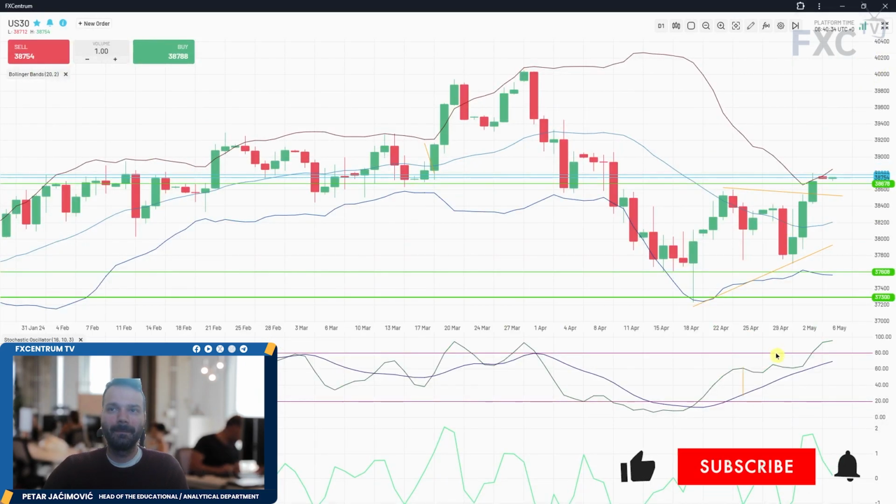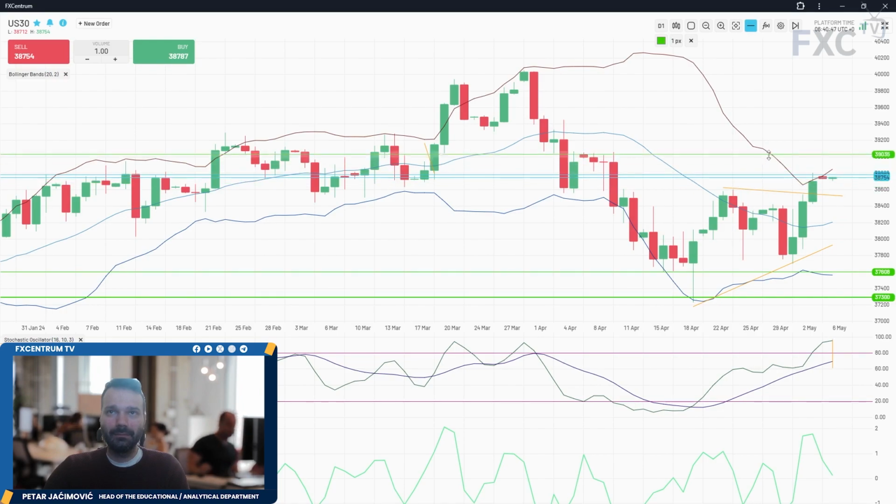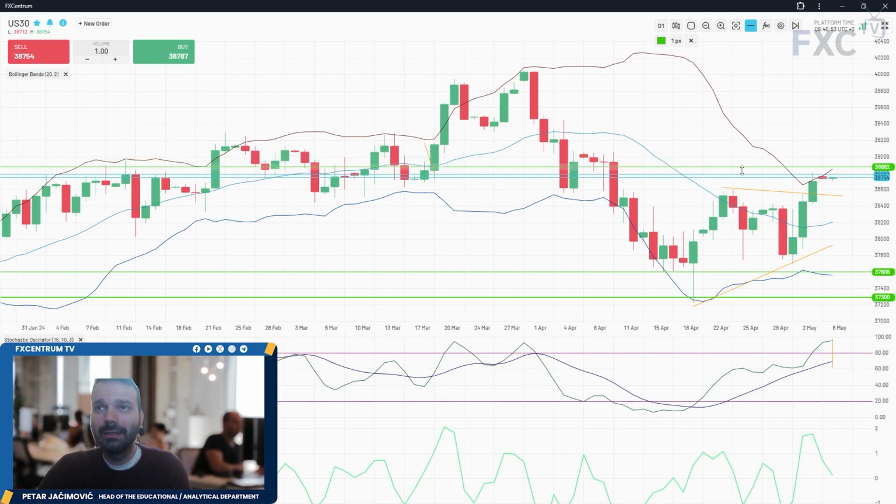US30. I can see that the slow line is sloping to the upside. The fast line is pretty much around the 100 level. We have this gap again, and the rate of change flips. So this will be an important resistance area, the upper Bollinger Band. Then the next resistance is at the 39,000 mark.